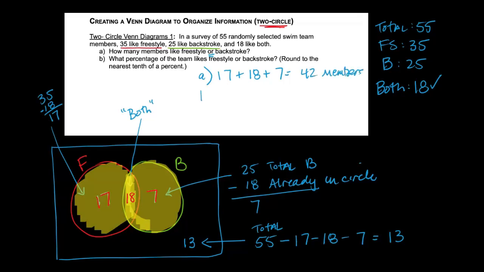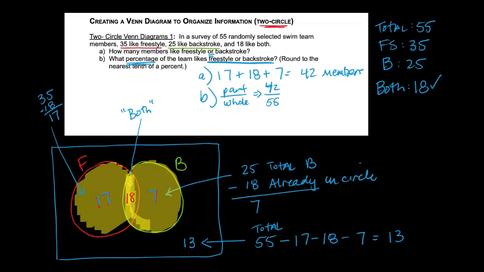And then for B, we're asked to find the percentage of the team that likes freestyle or backstroke. So the same question as A, except we want a percentage answer instead of an actual number of people. So all we have to do to find a percent is just take the part divided by the whole or the total. So if 72 people, not 72, 42 members like freestyle or backstroke, we can just divide that by the total, which is 55.